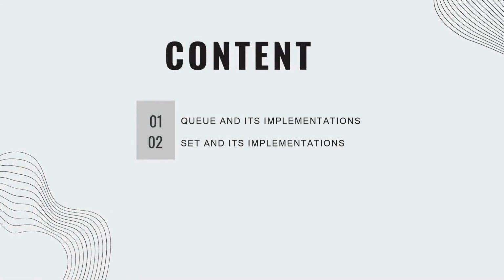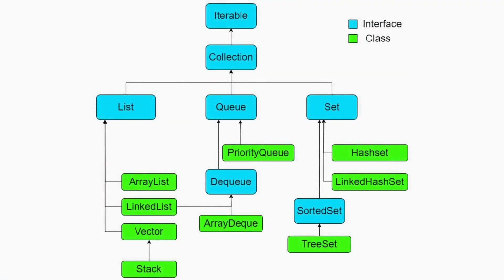In this video, we'll discuss the queue and set interface in Java along with their implementations. So let's begin. Looking back at the Java collection framework hierarchy, we can see both queue and set interface also implement the collection interface and have various implementations and some interfaces extending them like deque and sorted set. Let's now look at each one of them individually.